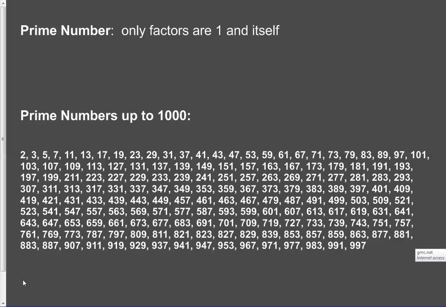2 is the first prime number. That's the only even prime number because any even number after that would have a factor of 2. So after that, they're all odd numbers. 2, 3, 5, 7, 11, most of us know those primes, and it goes up from there, all the way up to 997, which is the last prime that is less than 1,000.